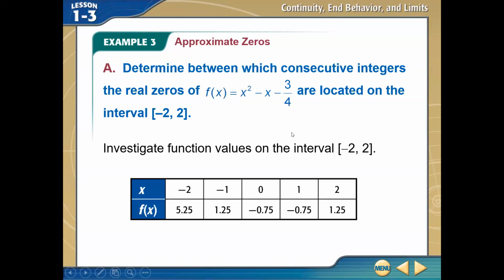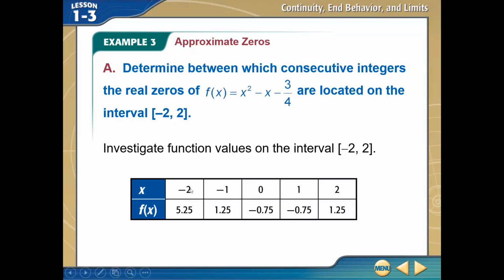Now when we're approximating zeros and we want to say the intervals where there is a zero, we want to look for a sign switch on our f of x. If we go from a positive to a negative, that means we had to have touched the x-axis. We're not identifying where we touched the x-axis. We're just saying, yes, we touched the x-axis.